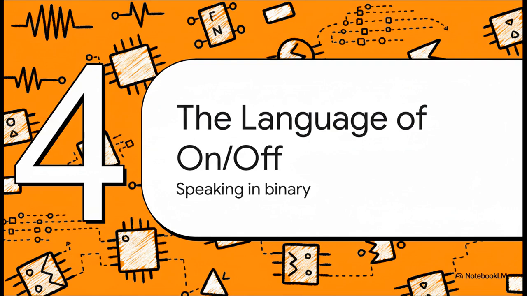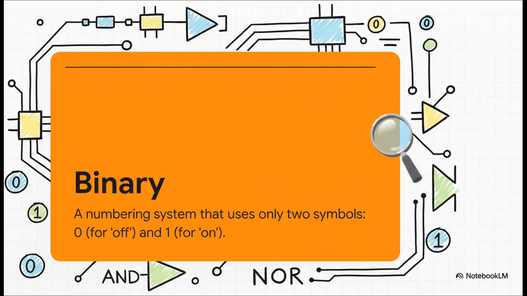So, we have these switches and gates that can only be in one of two states, on or off. Well, this simple two-state system is the foundation for the native language of every single computer on the planet. And that language is binary. In the world of binary, everything, and I mean everything, is represented by just two symbols.